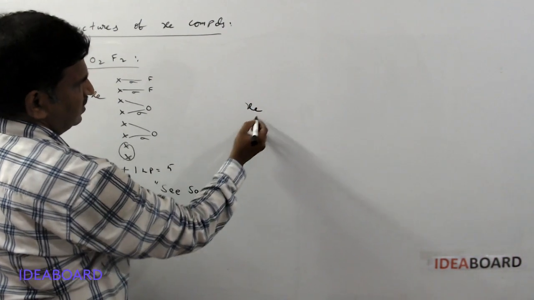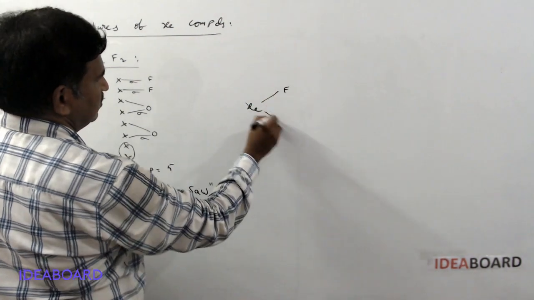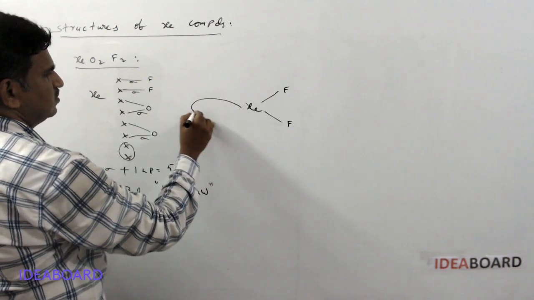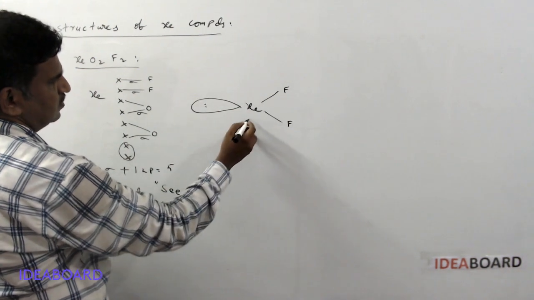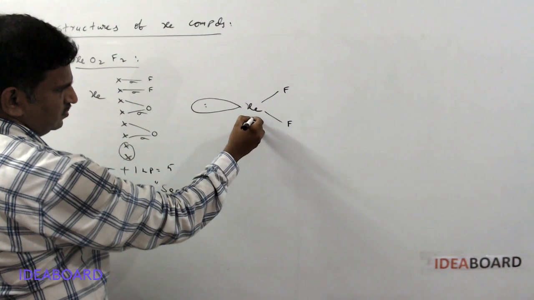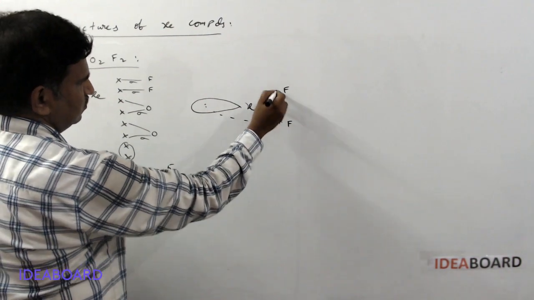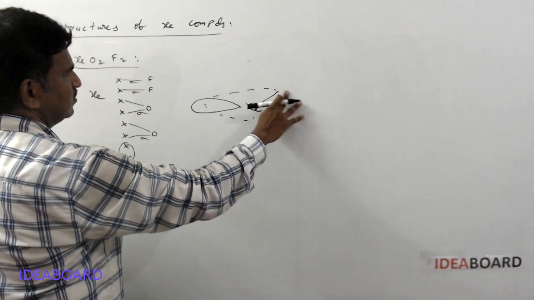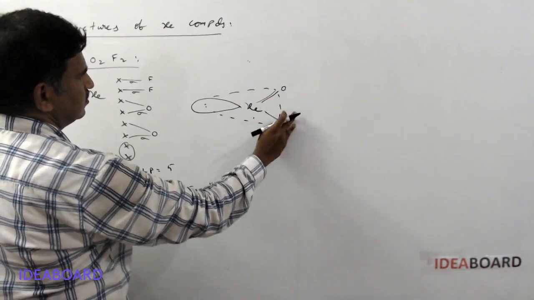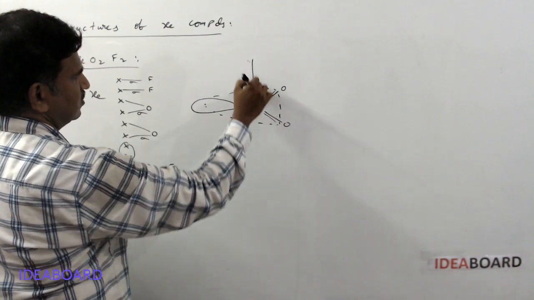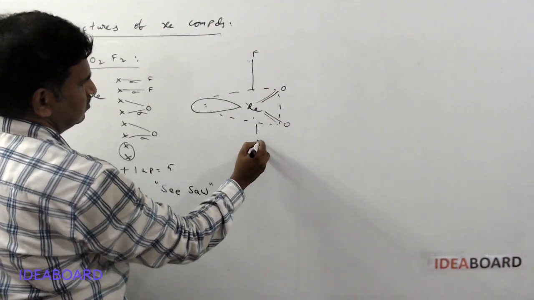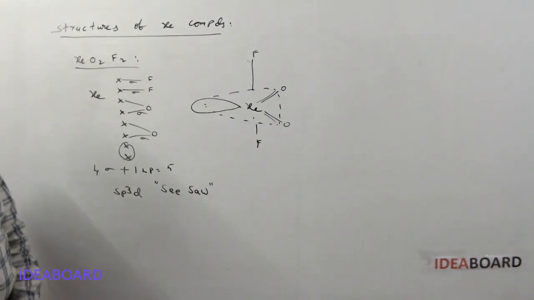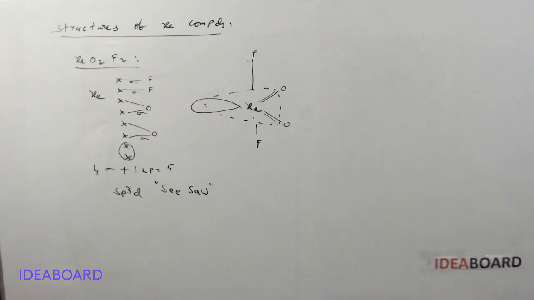How can we write this seesaw shape? This is one fluorine, this is another fluorine, and here this is the lone pair, and these are present in one plane. Sorry, here it is double bond O, and here it is double bond O, and this is above the plane, and this is below the plane. This is the XeO2F2 molecule structure.